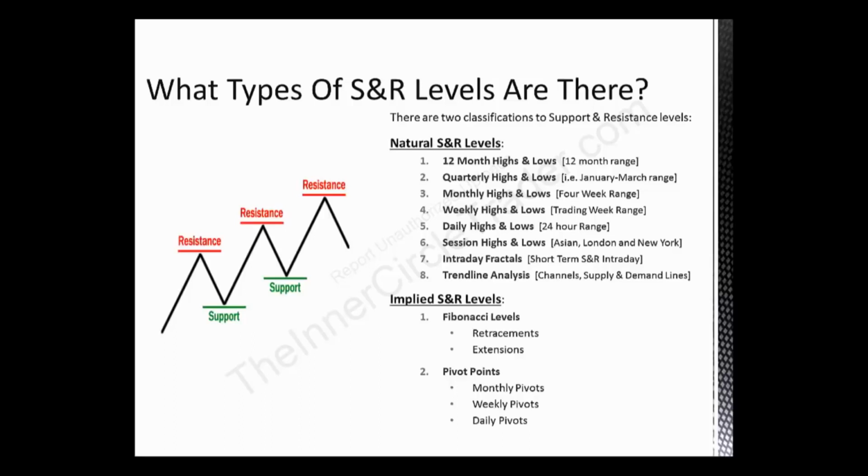to the party. Now, implied support resistance levels are things like Fibonacci levels, okay, retracements and extensions, pivot points, okay, monthly pivots, weekly pivots, daily pivots. They don't work by themselves. There's no magic to them, okay, but when you incorporate the natural support and resistance levels with implied support and resistance level concepts like Fibonacci and pivots, it's mind-blowing how powerful the setups are when you have those couplings or these confluences of both forms of support and resistance.